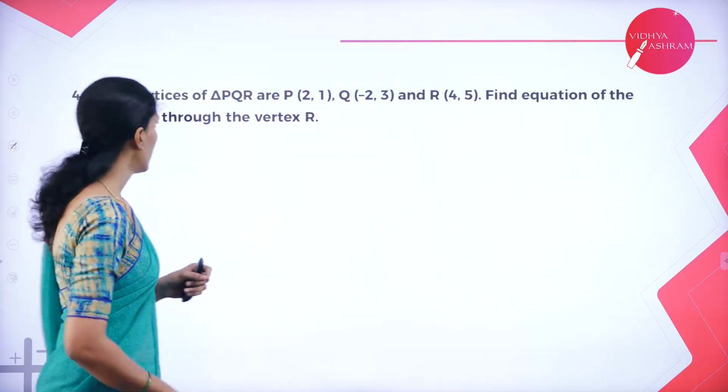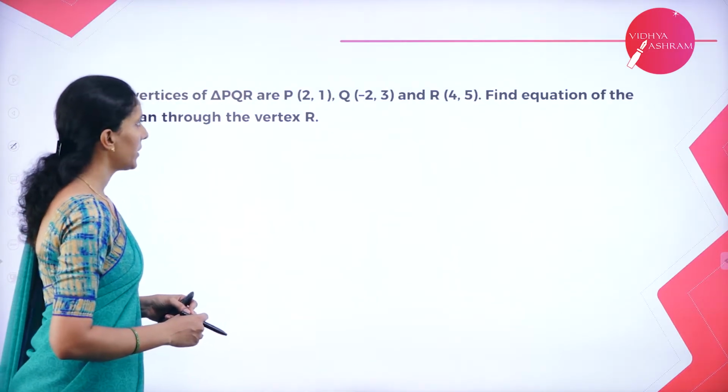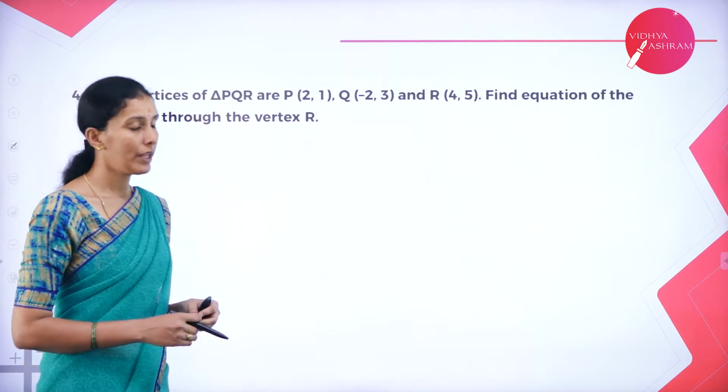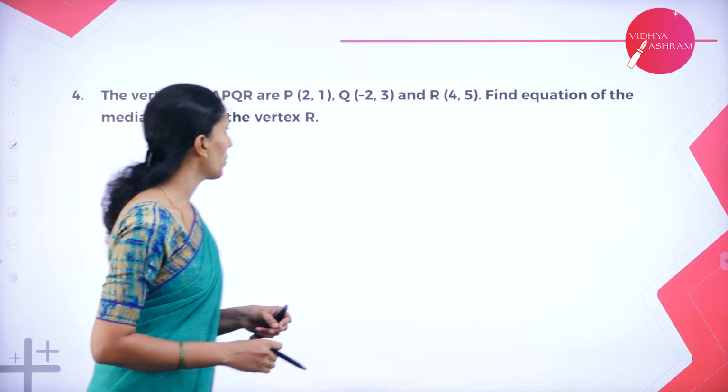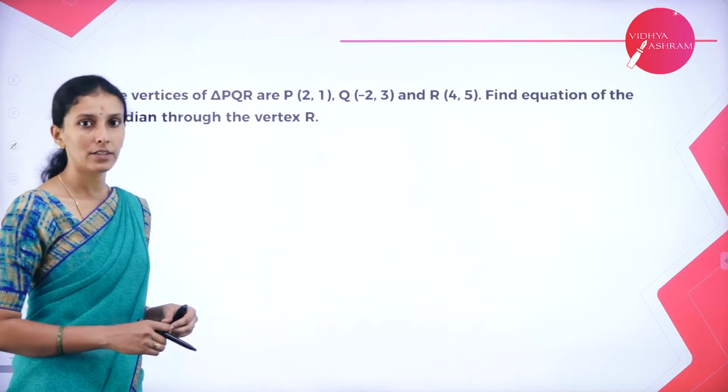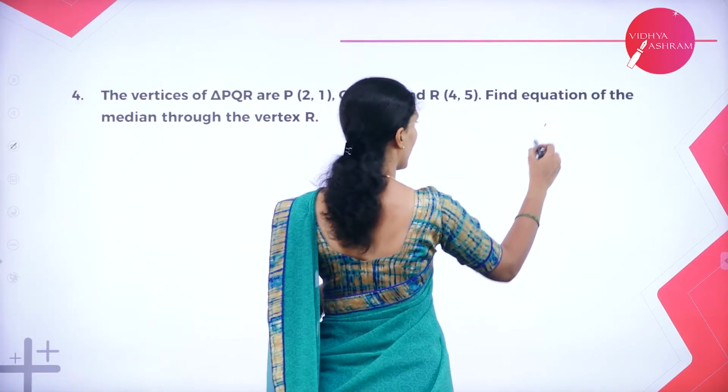So next question: the vertices of triangle PQR are P(2, 1), Q(-2, 3) and R(4, 5). Find the equation of the median through the vertex R. First let us draw the triangle given.